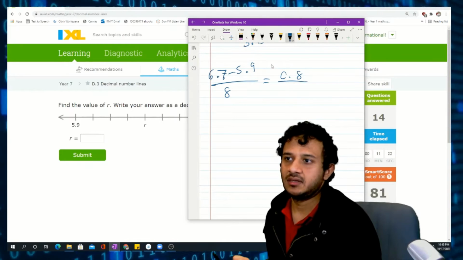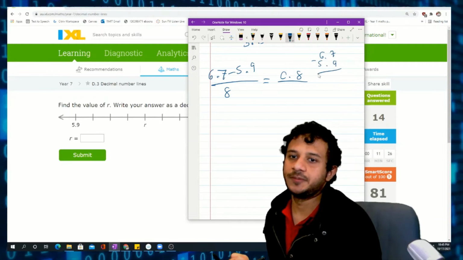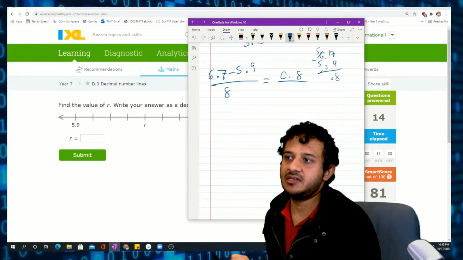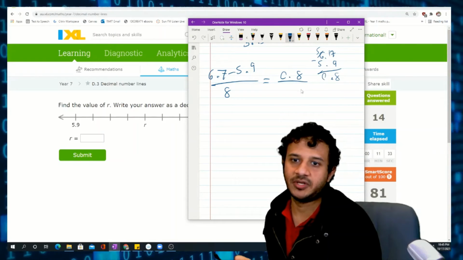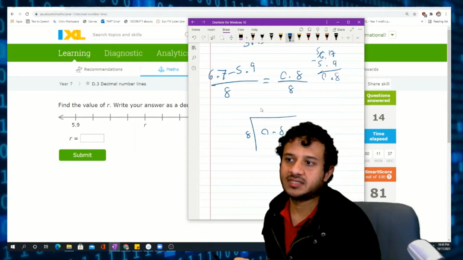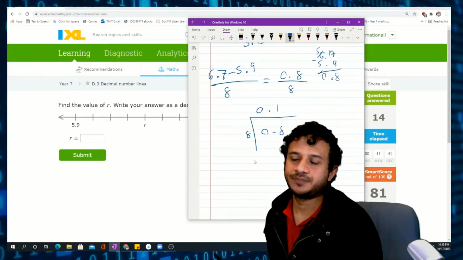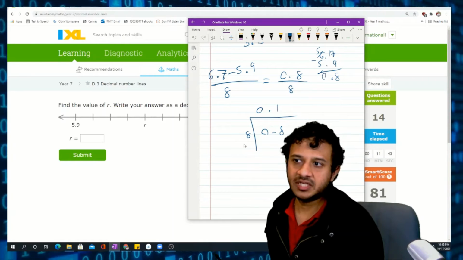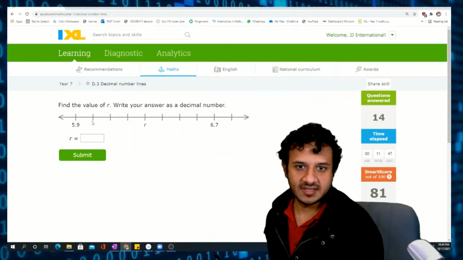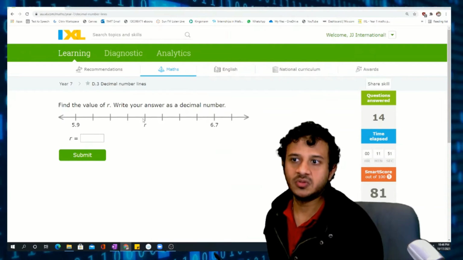0.8, if you even do it, 6.7 take away 5.9. 7 take away 9 can't do it, ask from the neighbor. 17 take away 9 is 8, the dot comes here. That's how this became 0.8. Divide by 8. 0.8 divided by 8. How many 8s can go into 0? 0, dot. And then how many 8s can go into 1? 8, 1. So the increment is 0.1. So 5.9 plus 0.1 is 6. 6 plus 0.1 is 6.1, 6.2, 6.3.